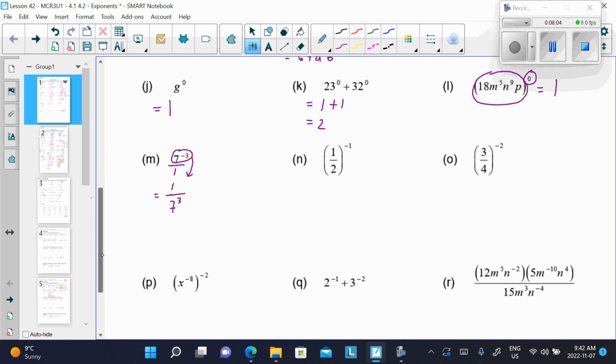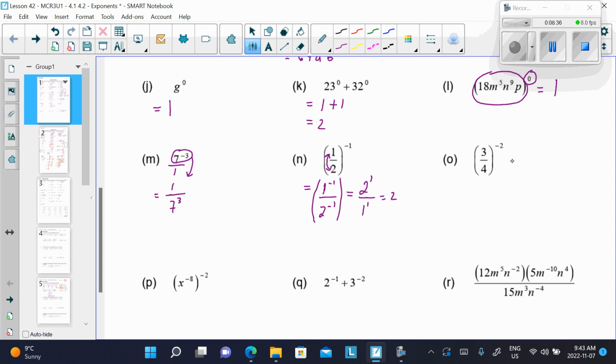Question N. If you have a fraction with a negative exponent, we're going to change the location for both of those. Because if we brought that negative 1 inside, it would be 1 to the negative 1 over 2 to the negative 1. Each of these are negative, so they both have to switch places to become positive. And when we do that, the exponents become positive. So this is just equal to 2.